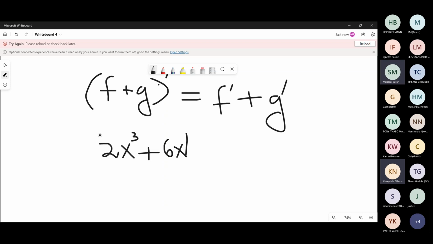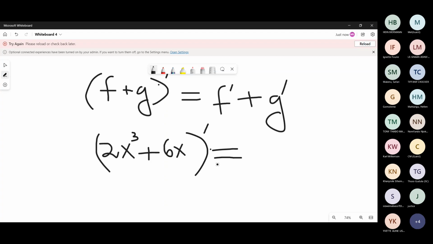How can you find this derivative, please? What is this derivative? Anyone, please, to answer the question. Yvette: 6x. So we first take the derivative of the first part, plus the derivative of the second. This will be 6x^2, right? Great. Plus this part, 6x: we take 6, and the derivative of x will be simply 1, so it will be plus 6.